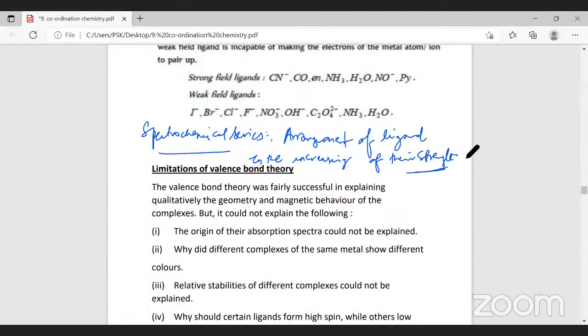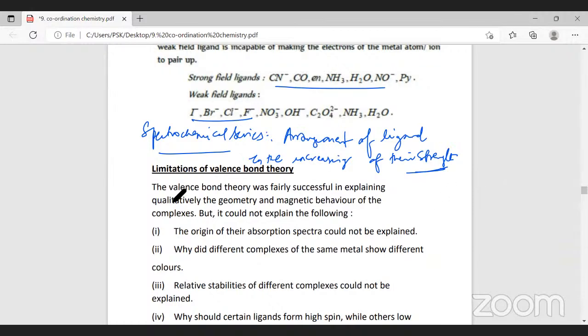That means halogens are weak. The halogens will be on the left side. And you can see these all are strong. They will be on the right side. So from the least to the stronger. So the arrangement of ligands according to the increasing order of their field strength is called the spectrochemical series.